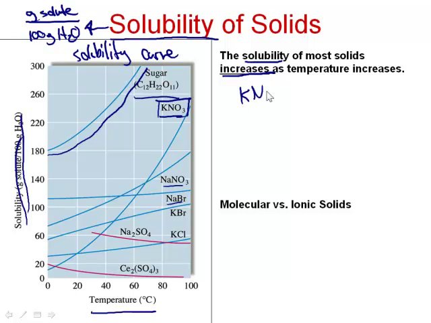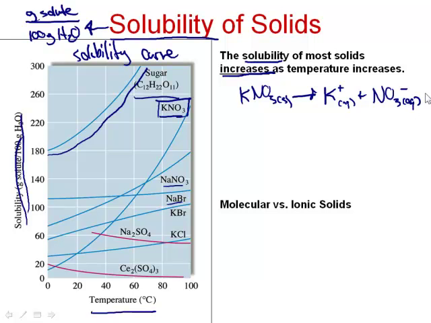Potassium nitrate, if we take this as a solid and we put this in water, and when that dissolves, it dissociates. It's going to split up into its constituent ions. So we're going to get a potassium ion, which is going to be aqueous, plus a nitrate ion, which is also going to be aqueous.